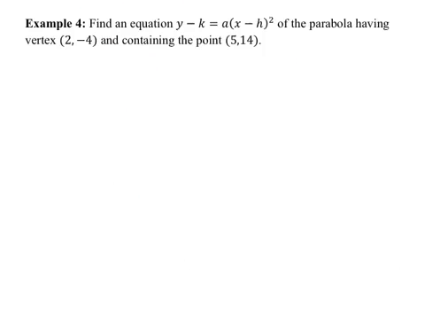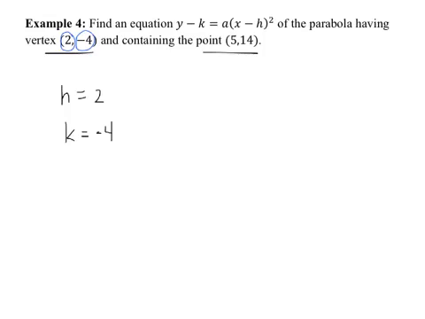And the last example in this video: find an equation y minus k equals a times the quantity x minus h squared of the parabola having a vertex of 2, negative 4 and containing the point 5, 14. So we know that that point satisfies the equation. It's on the parabola itself. And here's our vertex. So right away, h is 2 and k is negative 4. And we know that from our vertex, h comma k.